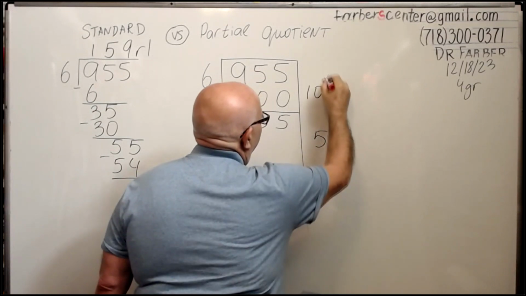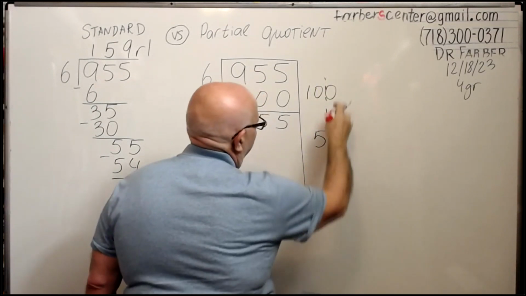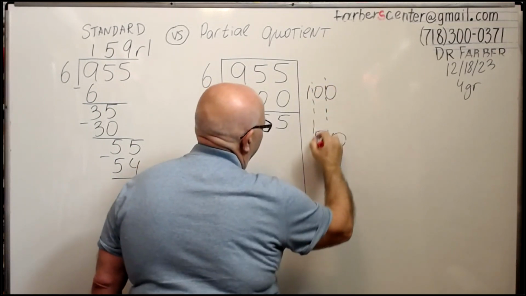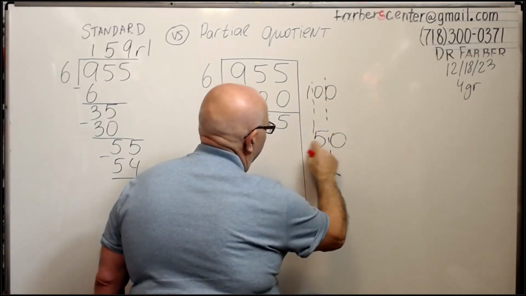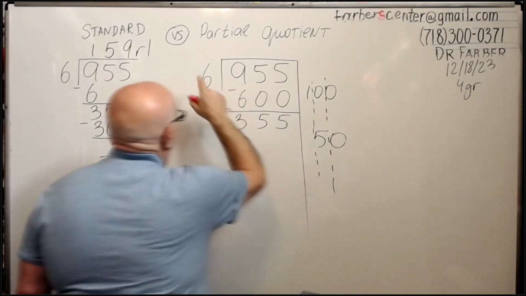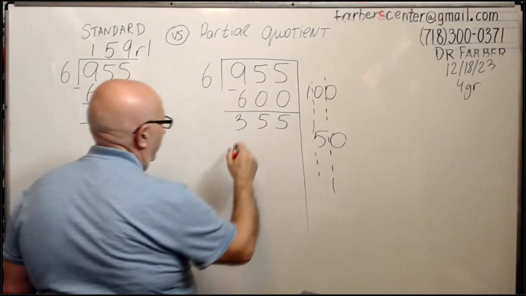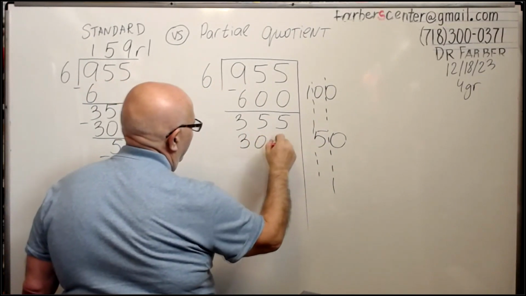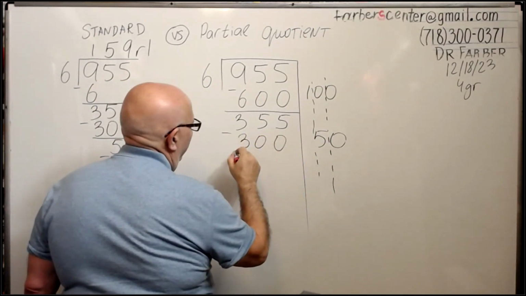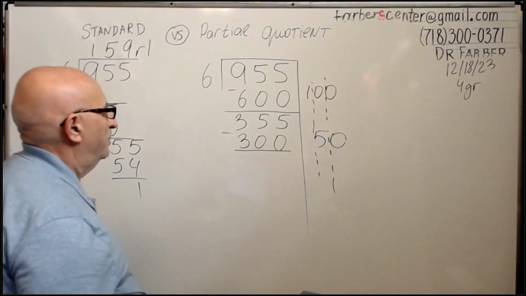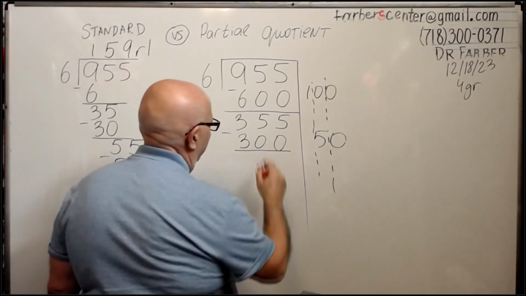Only keep in mind, you see what I'm doing? I line up. This is unit digits and ones. Line up in your notebook. So far, so good. So, Antonia, 6 times 50. 300. 355 minus 300 equals 55.